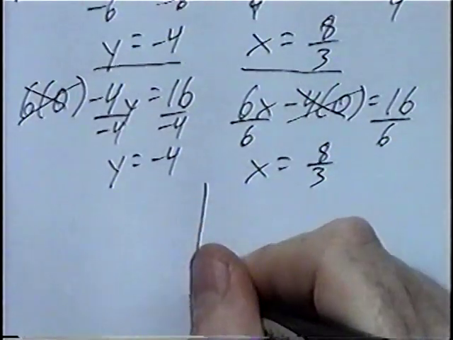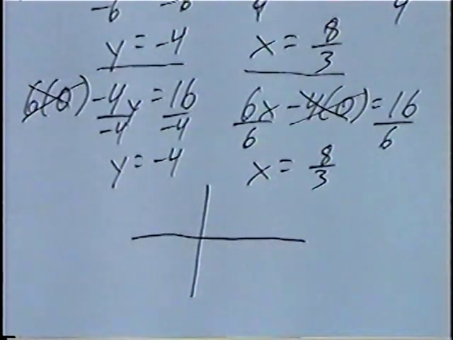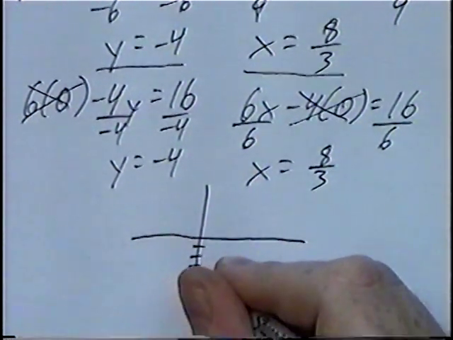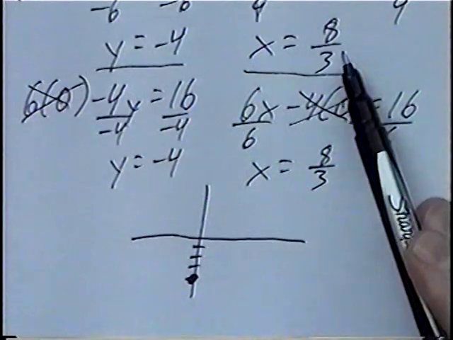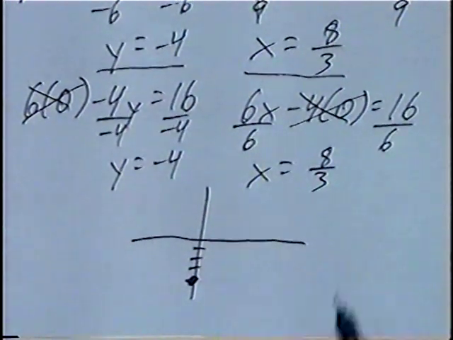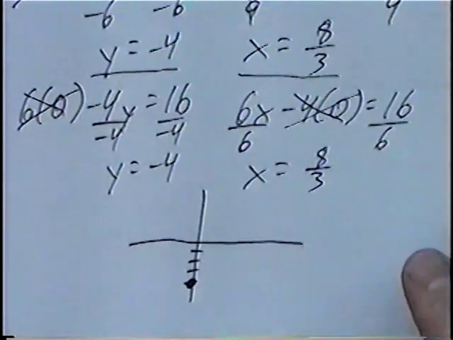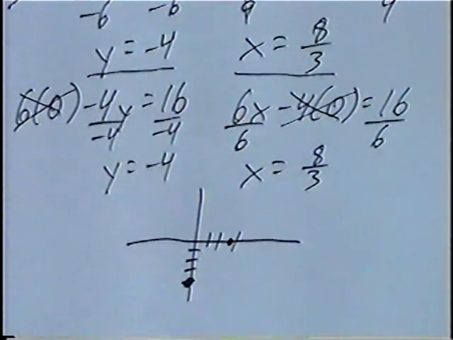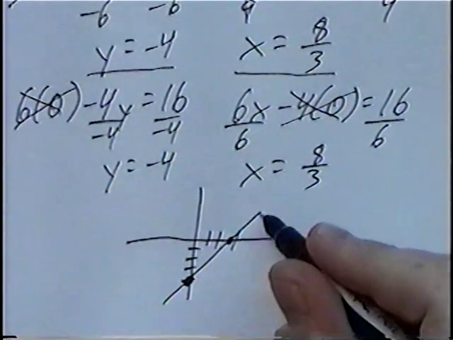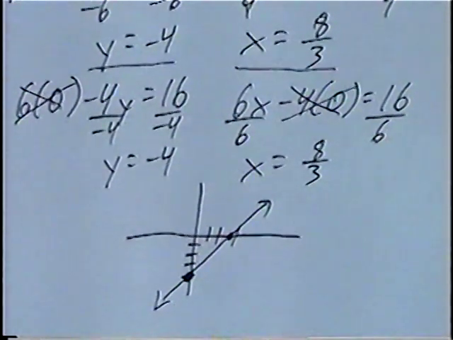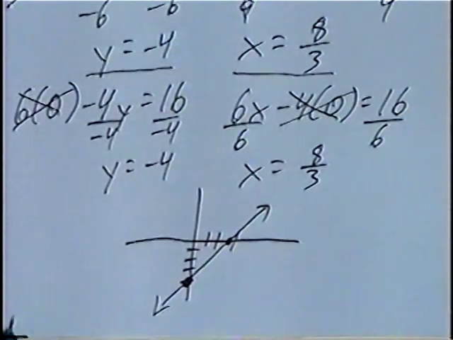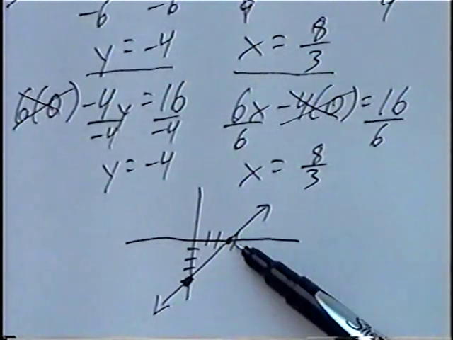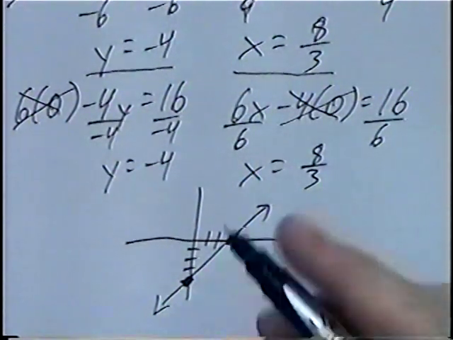Graphing these two lines. The first line has a y-intercept at negative 4. And also has an x-intercept at 8 over 3. 8 over 3 is the same as 2 and 2/3, so in between 2 and 3. Graphing the second line, you'll notice the intercepts are the same points. y equals negative 4 again, and x equals 8 over 3. So we'll have the same line on top of the line.